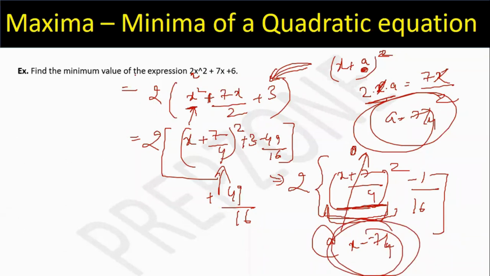But the question does not ask at which value of x the minimum value occurs. The question is asking you to find the minimum value. So if the minimum value is asked, you just get away with this square term, because the square term's minimum value is 0. What is left inside? Minus 1 by 16. Outside there is 2. When 2 is multiplied by minus 1 by 16, you get minus 1 by 8. So your answer to this question is minus 1 by 8. Is this clear? And this is the method that you will apply to all the questions. Whether minimum is asked or maximum is asked, you have to do the question like this.